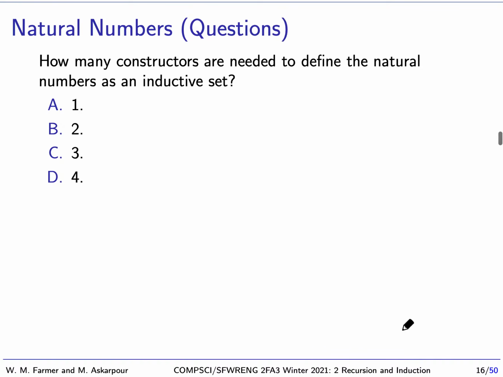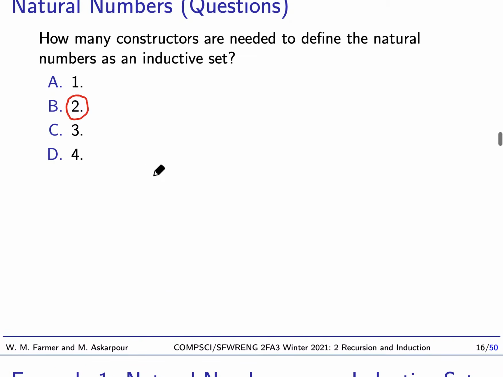Okay, here's a question. How many constructors are needed to define the natural numbers as an inductive set? You can stop the video and think about this for a moment. Okay, welcome back. The answer is 2, B. We'll see this in just a moment.